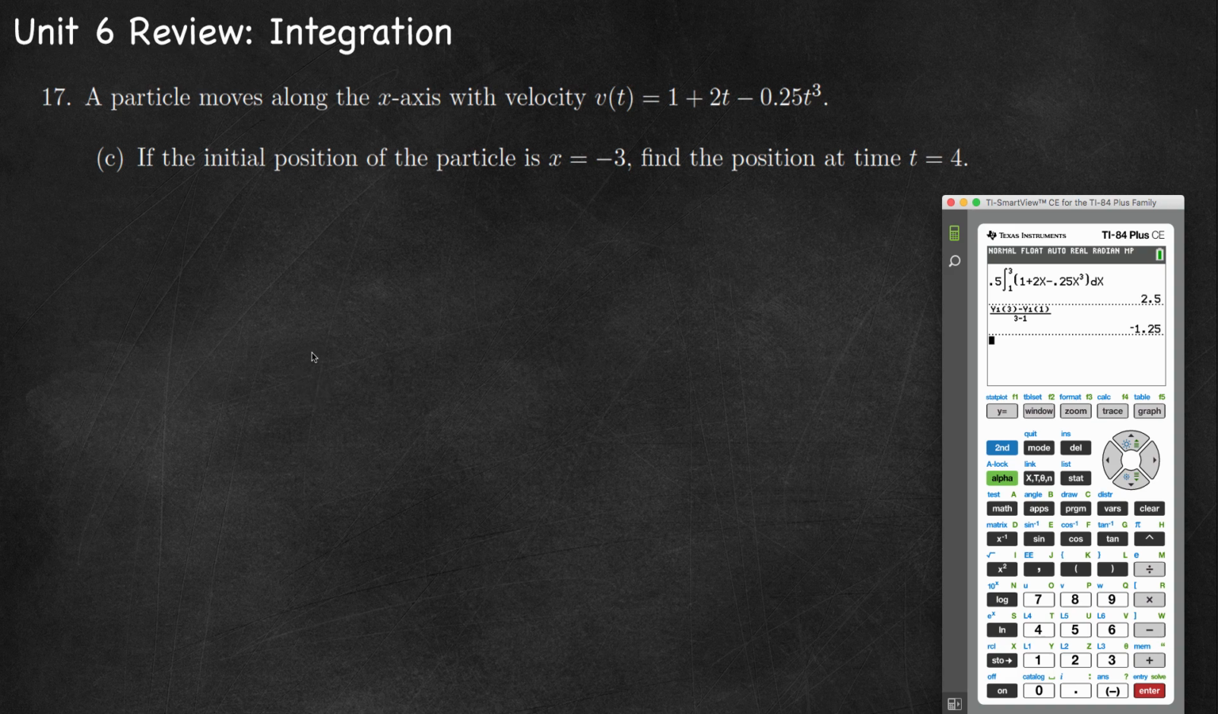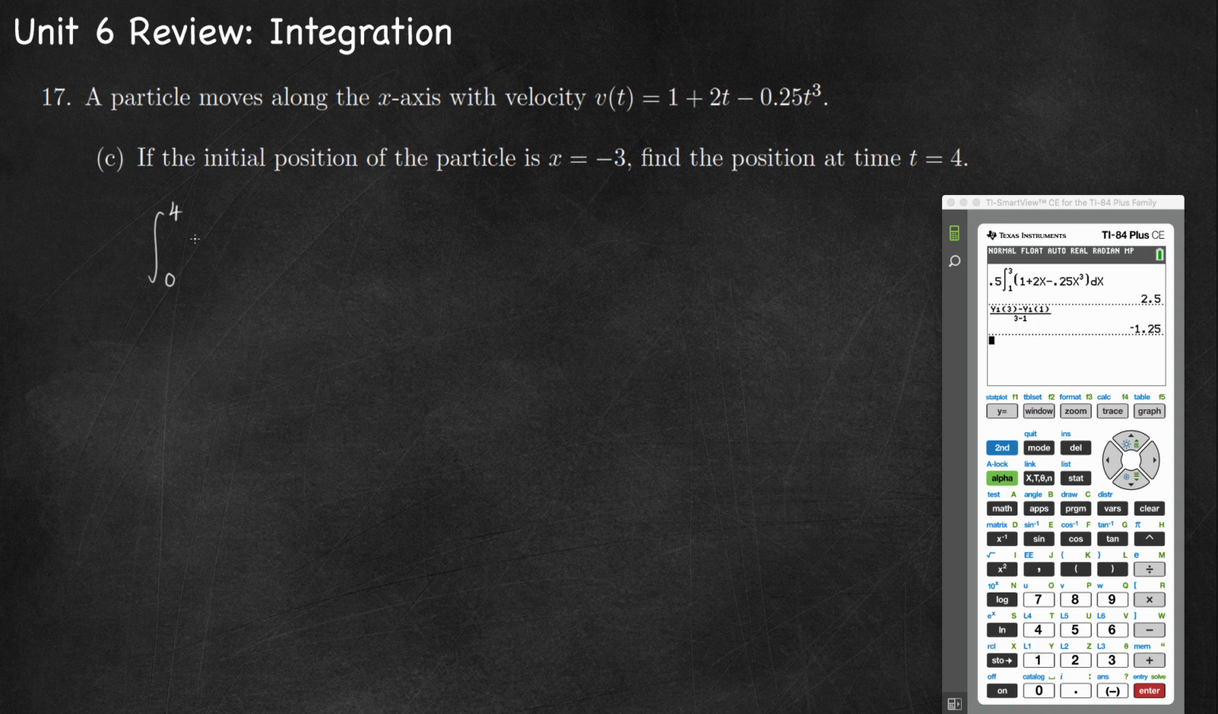The other way we can do this, and since this is a calculator active problem, the second way I think is going to be a little easier, is we can set up an integral involving the time we know the position and the time when we want the position. So we know the position at time 0. We want the position at time 4. We're going to set up an integral to go from 0 to 4. This will give us the change in position from 0 to 4. We already know where it was at time 0. So the integral will give us how much it changed.